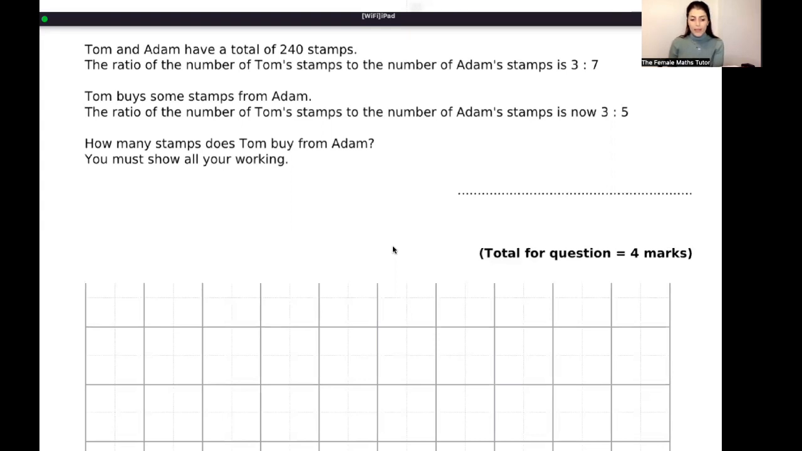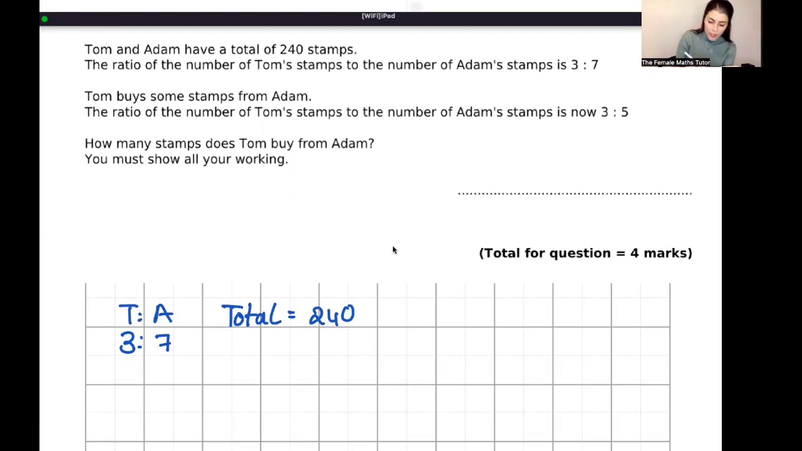Tom and Adam have a total of 240 stamps. The ratio of the number of Tom stamps to the number of Adam stamps is 3:7. So what I would write first is Tom to Adam, 3:7, and I know the total should be 240. Before I move on to the next part of the question, I want to work out how much Tom got and how much Adam got.